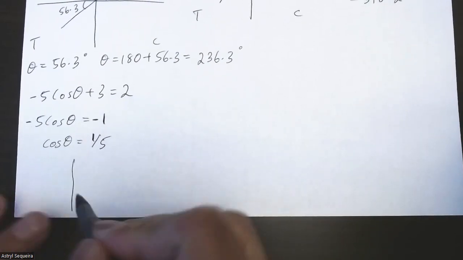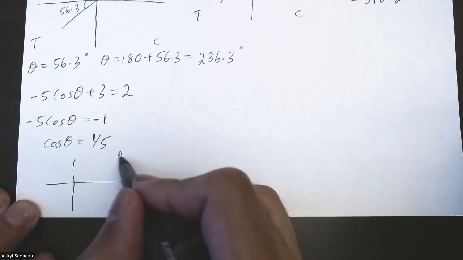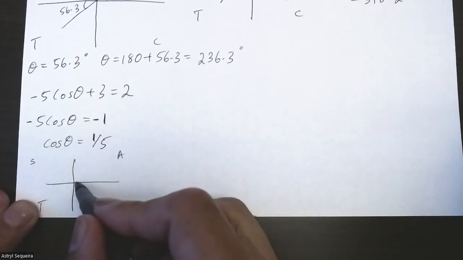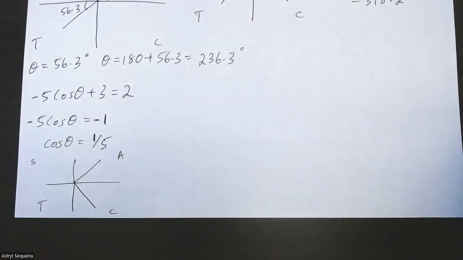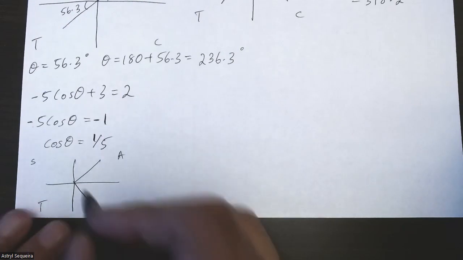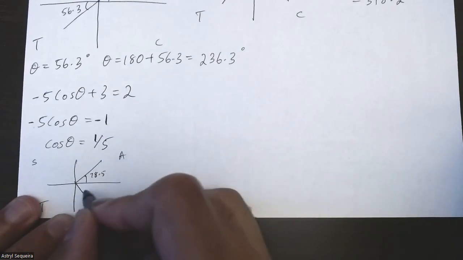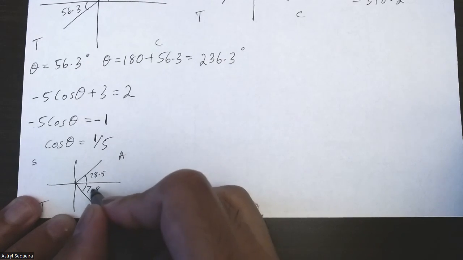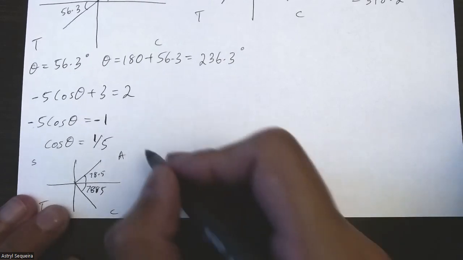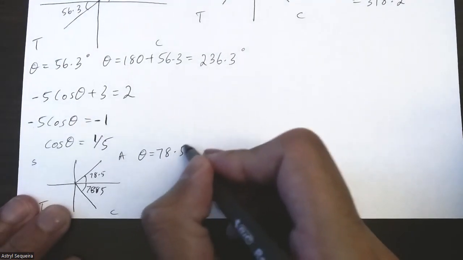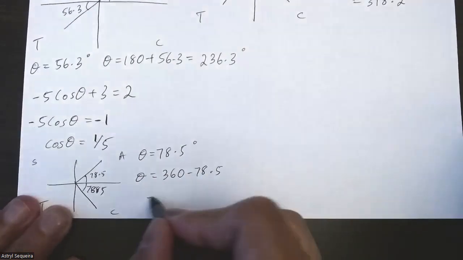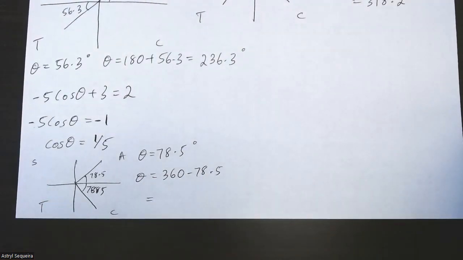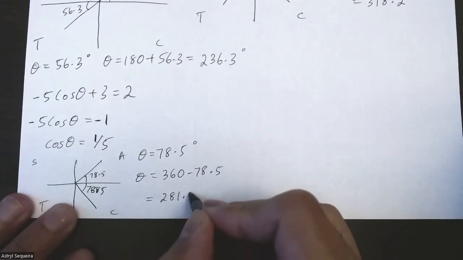Do my CAST rule next. I'll squeeze it in here. The cos is positive in A and C. I'll do the cos inverse of 1 over 5. I get 78.5 degrees. So my first solution for theta is just 78.5 degrees, and my second solution is 360 minus 78.5, which is 281.5 degrees.